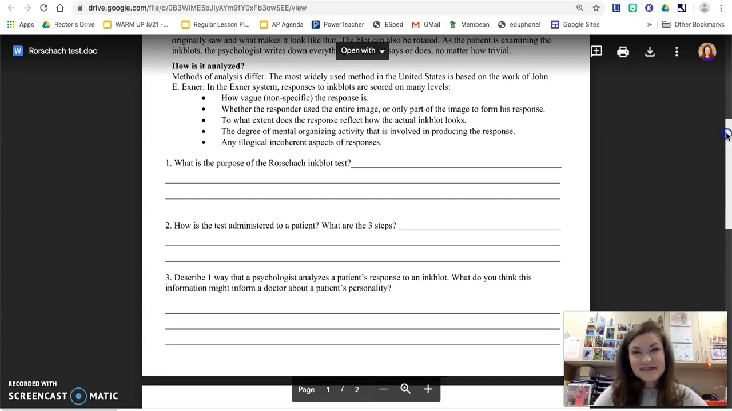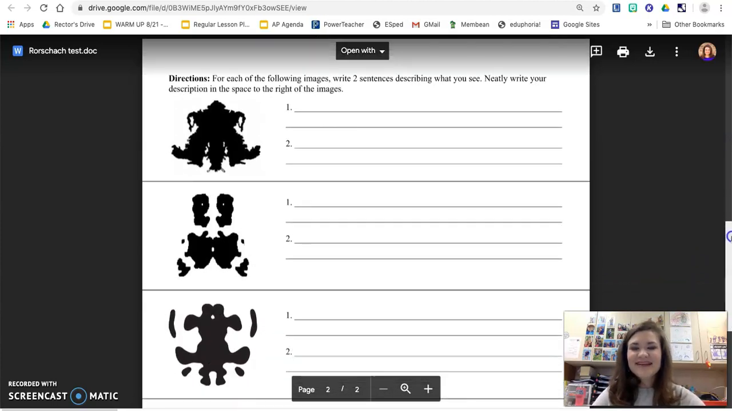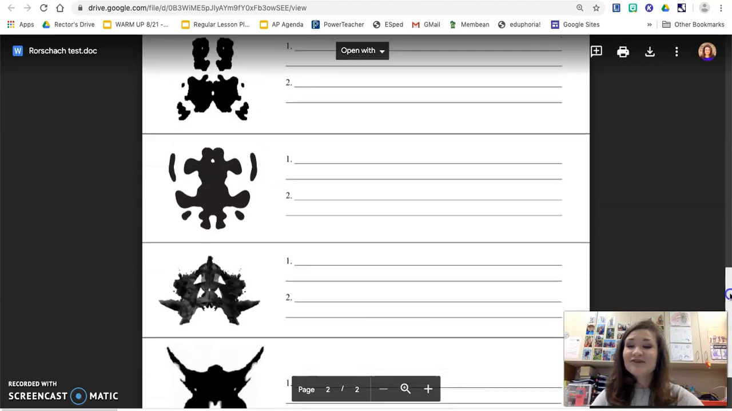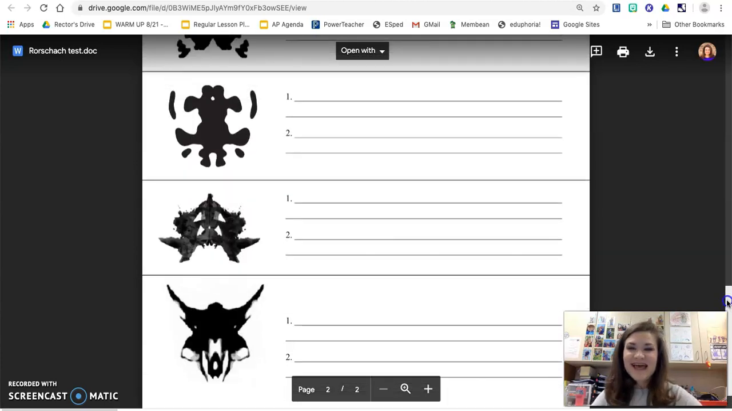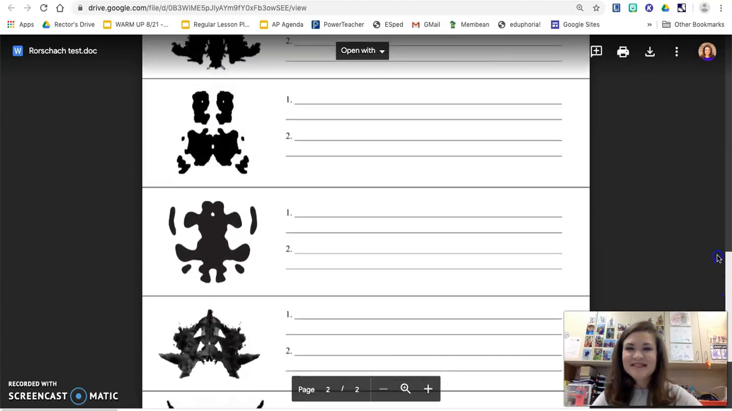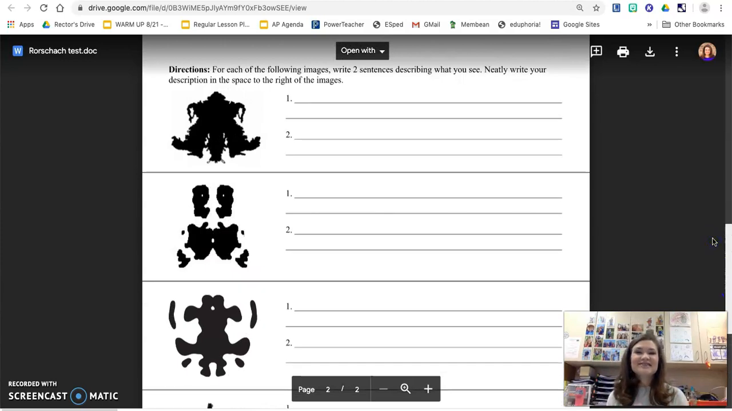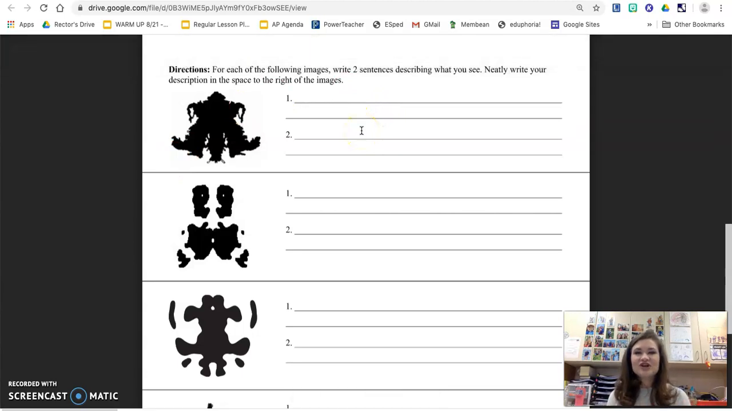The next part is really the fun part. And on this next part, you just have several ink blots. And I mean, look at them, they look kind of crazy. And you're just going to write over beside here what those ink blots look like to you. So if you look at the instructions, it says for each of the following images, write 2 sentences describing what you see. Neatly write your description in the space to the right of the images.